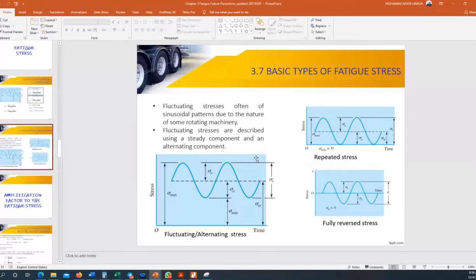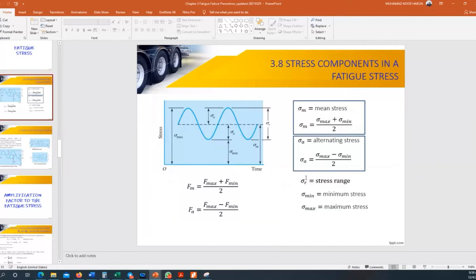Okay, this alternating stress. Alternating stress sigma A and mean stress, I'm calculating it. Mean stress is sigma max plus sigma min divided by 2. Alternating is sigma max minus sigma min divided by 2.